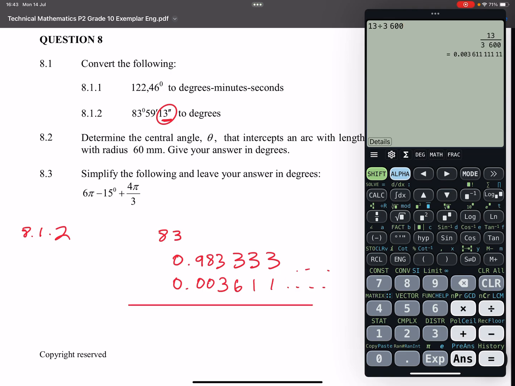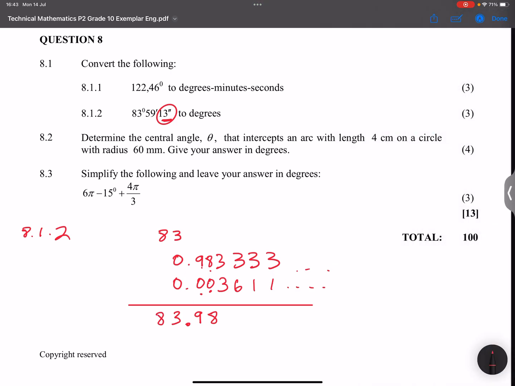Now we're going to add all of that together. Please remember that the units stay with the units. I'm simply going to add these two. The 8 and the 0 gives us 8. 9 plus 0 gives us 9. And 3 plus 0 plus 0 gives us 3. Remember the decimal there. So this will give us 83.98, so this is 83.98 degrees. And that is simply how the cookie crumbles, ladies and gents.